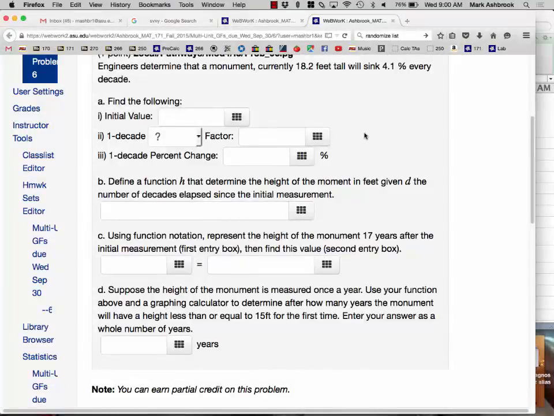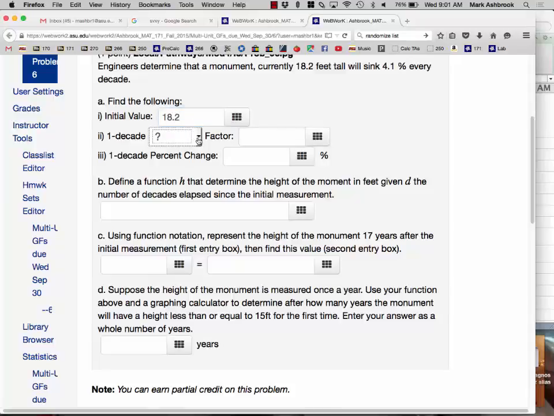Okay, let's look at this one. So it says engineers determine a monument currently 18.2 feet tall will sink 4.1% every decade. Okay, so the initial value is, okay, that's easy, hopefully.